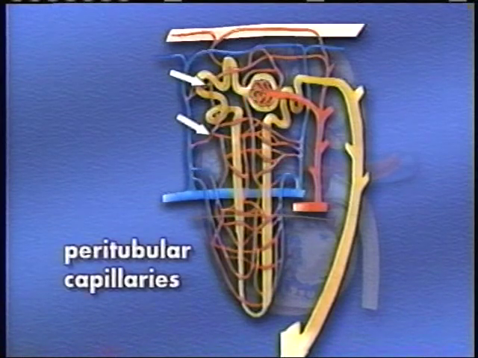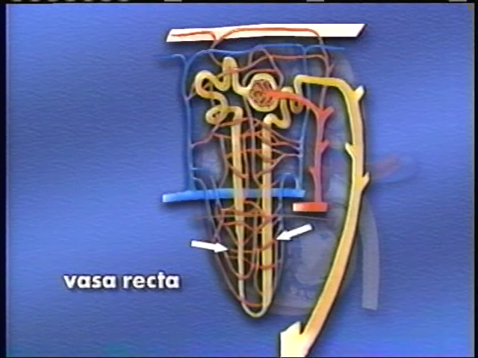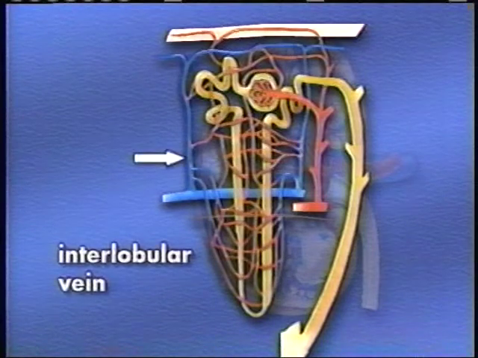The paratubular capillaries, which surround the tubules in the cortical region, and the vasa recta, which surround the ascending and descending limbs and loop of Henle in the renal medulla. These capillary networks empty into interlobular veins.